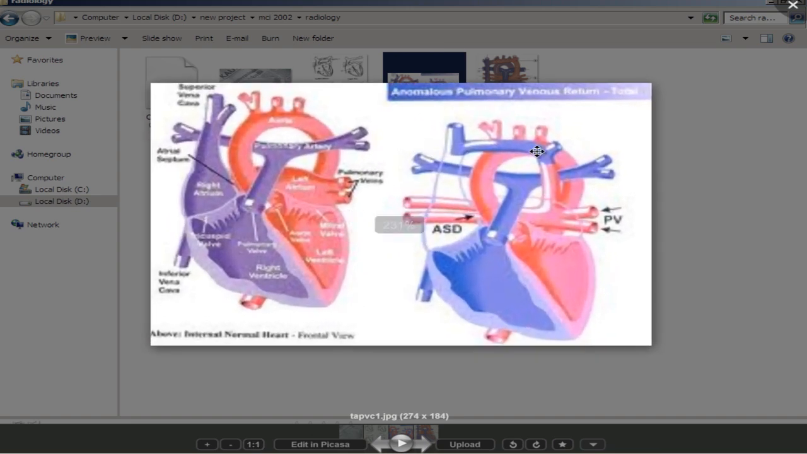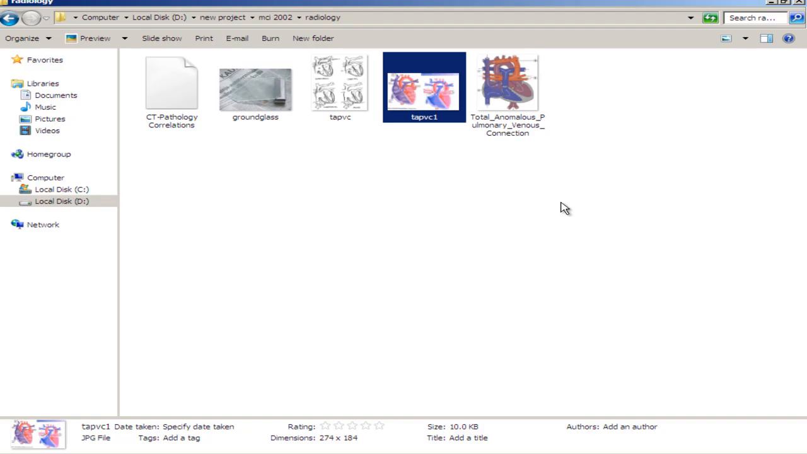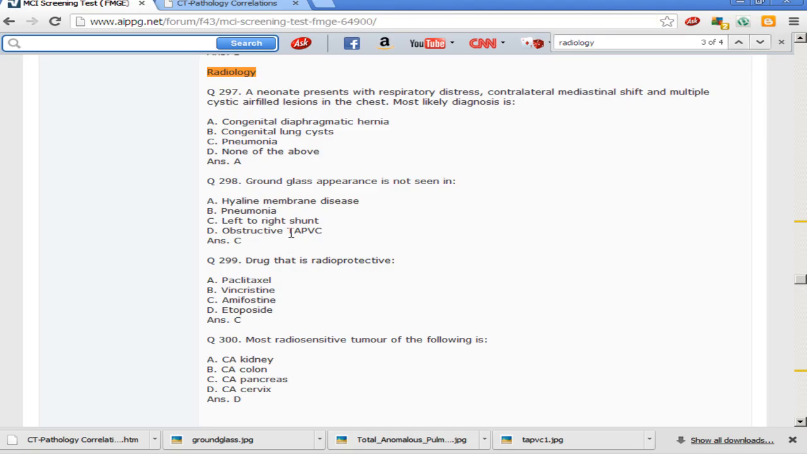This shows the same thing. So in an obstructed TAPVC, due to the pulmonary hypertension, you do see a ground glass appearance. With a left to right shunt like VSD and ASD, you're going to see a plethoric lung field. You're not going to see a ground glass appearance. Moving on to the next question.